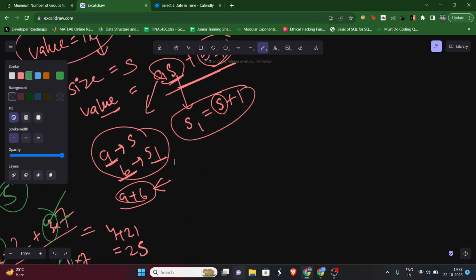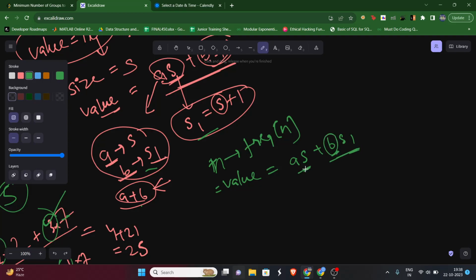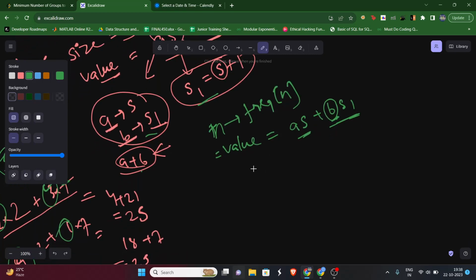So in this scenario also, we'll try to maximize the coefficient of S1. For any particular number, the frequency of n we are taking as value. It is represented as a of s plus b of s1, and the condition we have is that b should be maximized. Now for this particular value, how can I find the values of a and b?